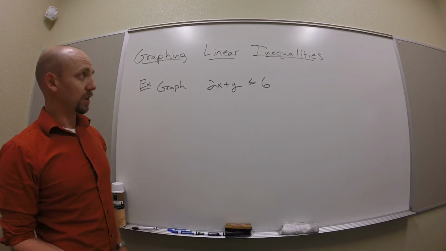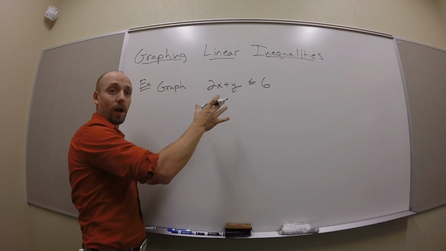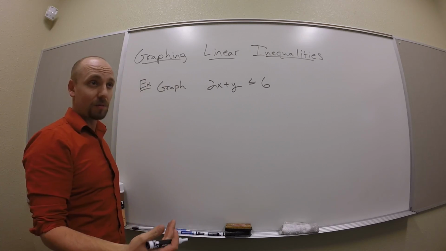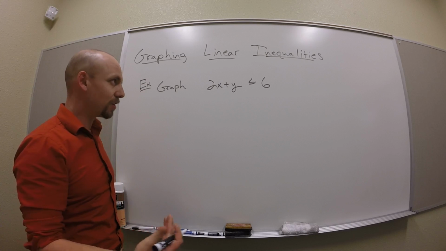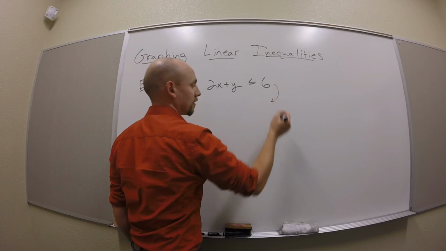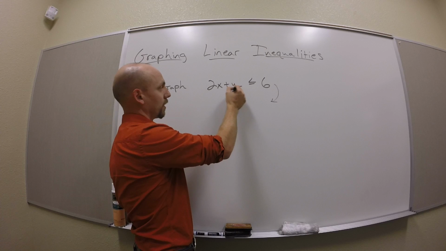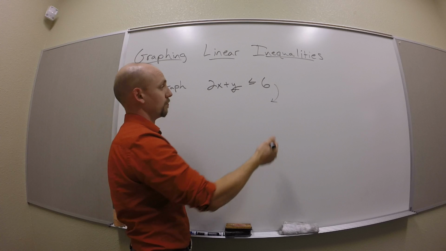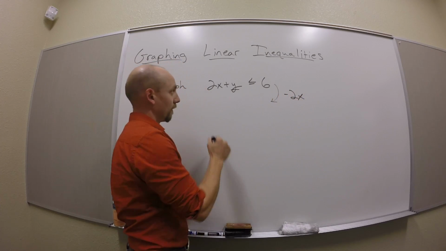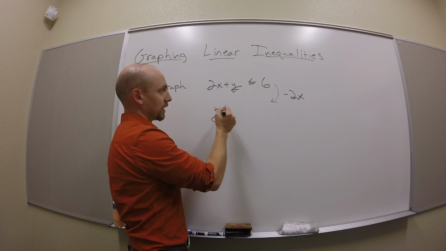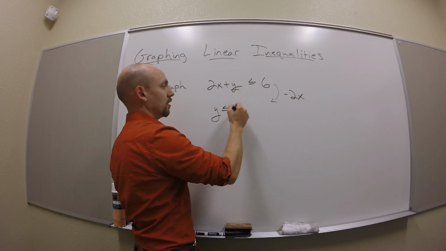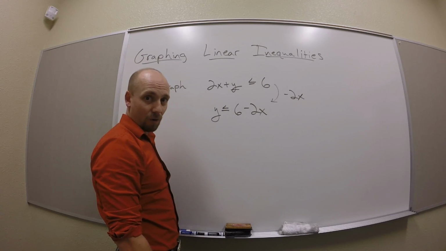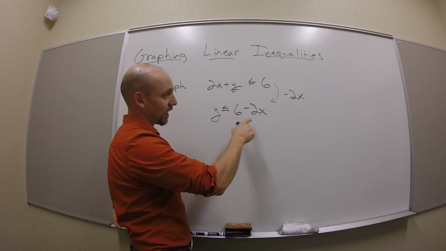So what I would do is I'm going to start by solving this thing for y, right? I'm going to try to put this in y equals mx plus b format. But I'm not going to be able to because there's not an equal sign, but I'm going to do my best. I already got a y here kind of kicking around by itself, so I'm going to get the other stuff to the other side. So I'm going to subtract 2x from both sides. So that's going to leave me with y is less than or equal to 6 minus 2x.